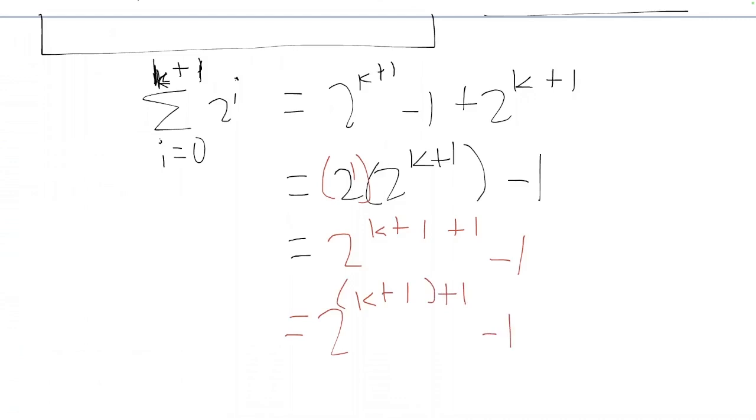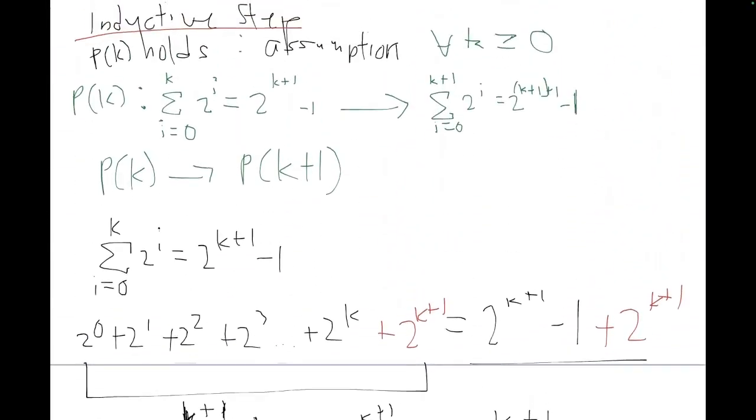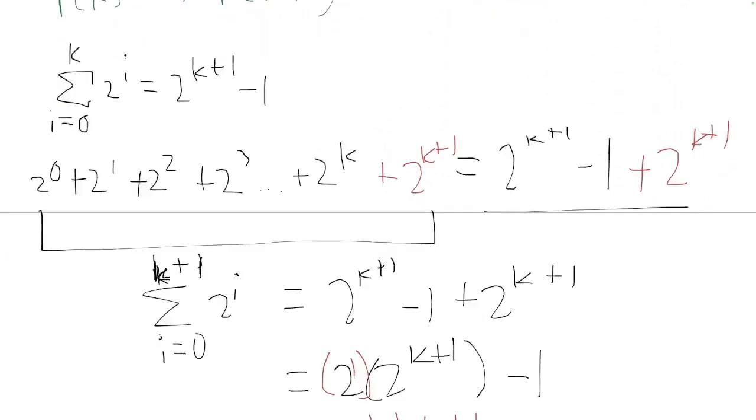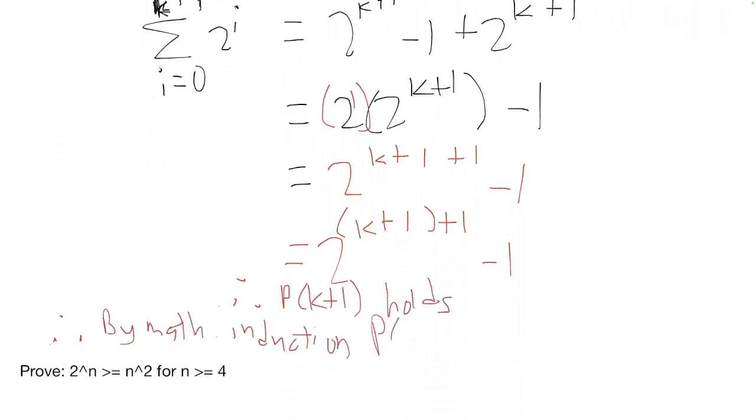And voila! Didn't I just show that P of k plus 1 holds because I wrote it in this form? Right? And this actually shows that P of k plus 1 holds. And then therefore, by mathematical induction, P of n is true.